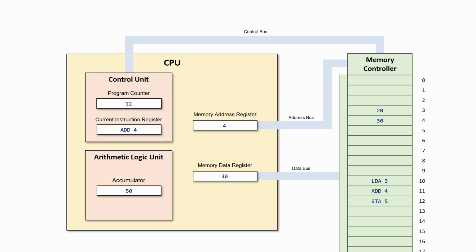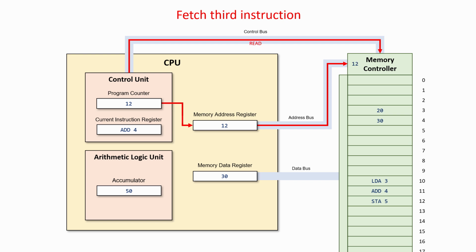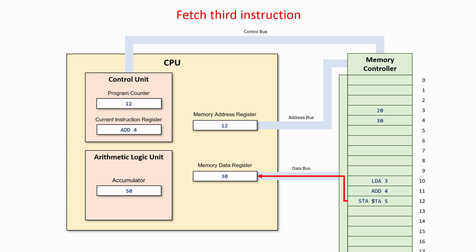The program counter was previously incremented, so it's already pointing to the next instruction to be fetched. The contents of the program counter are copied to the memory address register. From here, they're copied to the memory controller via the address bus, and a read instruction is issued. The instruction at memory location 12 is put onto the data bus and copied into the memory data register, replacing what was already there. From here, it's copied to the current instruction register. Immediately after the fetch, the program counter is incremented, so if there's another instruction to be had, it's already pointing to it.